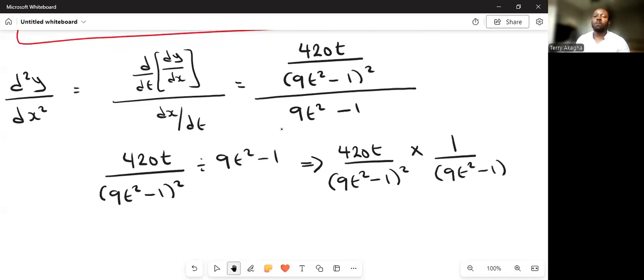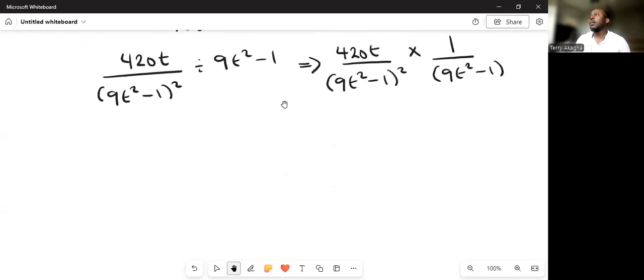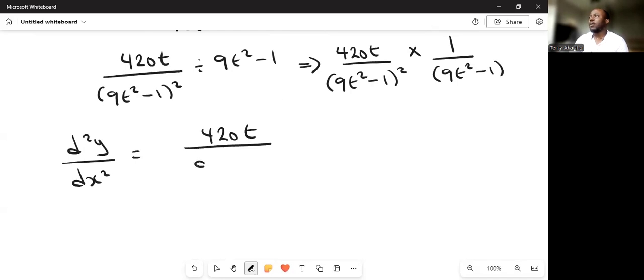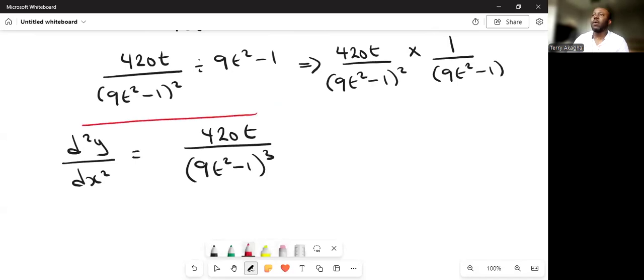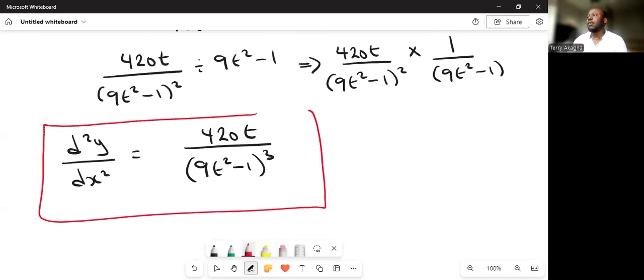Are you seeing it? So the final answer for d2y over dx squared is going to be 420t divided by 9t squared minus 1 all raised to the power of 3. And that will be the answer for that. So that is the second derivative for this question.